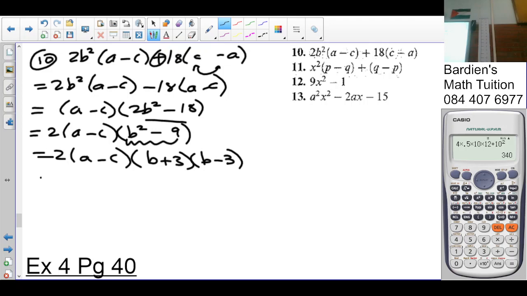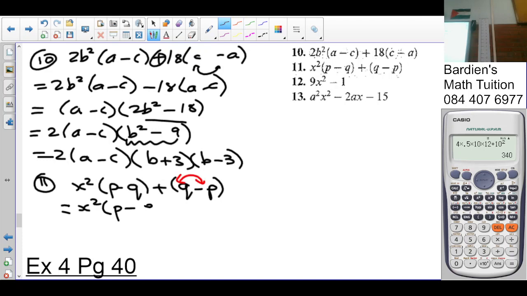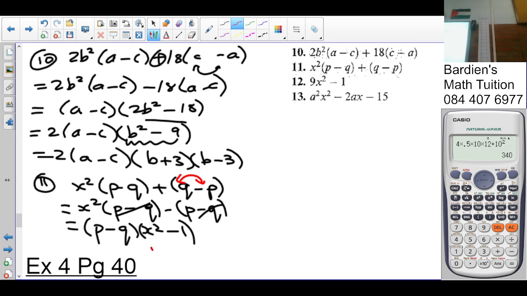Number 11. I've got x squared into p minus q plus q minus p. So what needs to be done here? Swap the second bracket. So it's going to be x squared into p minus q minus into p minus q. Now what? Common factor of p minus q. What are we left with? x squared minus 1. What type of factorization here? Difference between two squares. So it's p minus q, x plus 1, x minus 1.